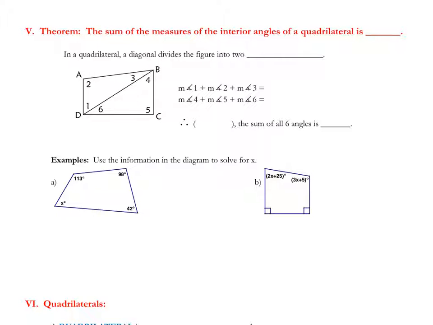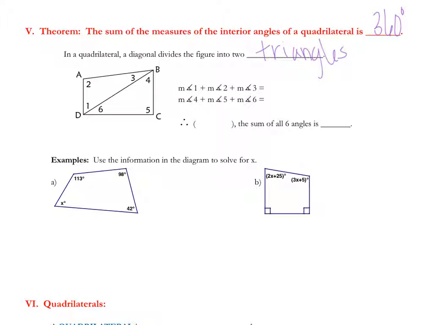Okay. All right, let's talk about a quadrilateral. So the sum of the measures of the interior angles of a quadrilateral is 360 degrees. Okay. In a quadrilateral, a diagonal divides the figure into two triangles. Okay. So here we have triangle ABD, and we have triangle BDC.